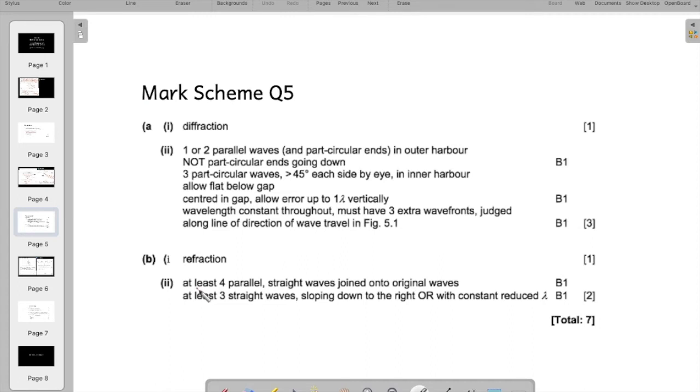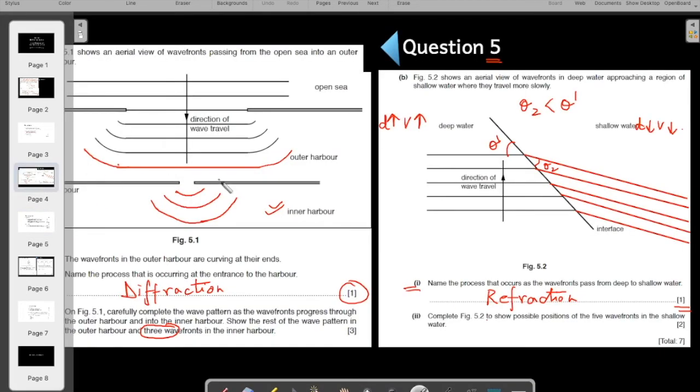At least 3 parallel straight wavefronts joined to the original wavefront. At least 3 straight wavefronts sloping down to the right, at a constant reduced wavelength. If you see what is happening to the spacing between the wavefronts, the spacing between the wavefronts here was high. Let's call it lambda 1. The spacing between the wavefronts, which is the wavelength, has gone down, lambda 2. If you see, lambda 2 is less than lambda 1.